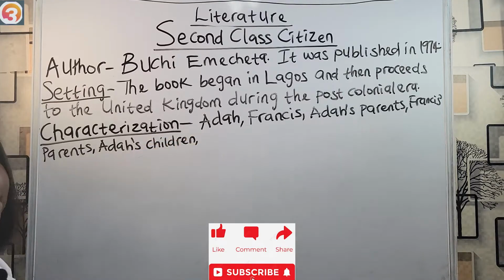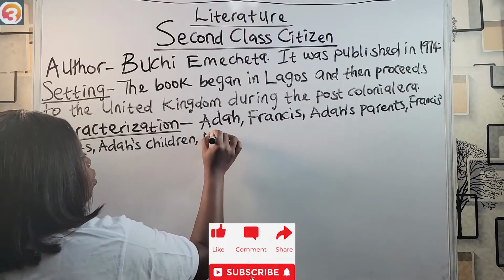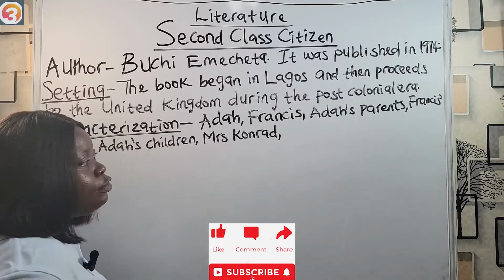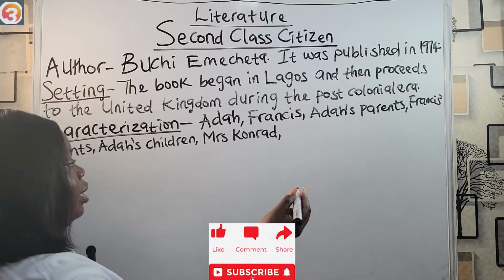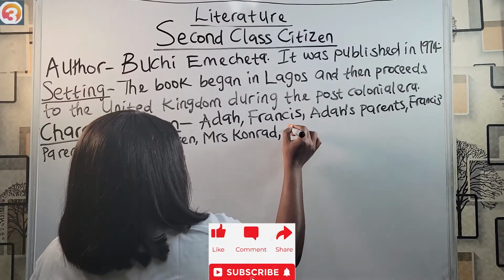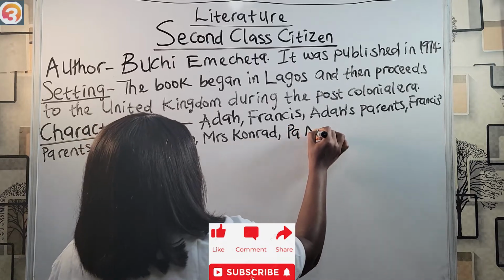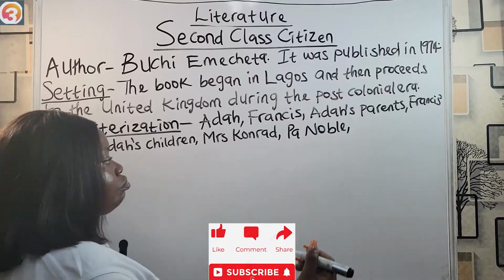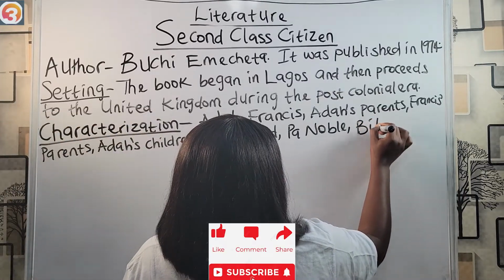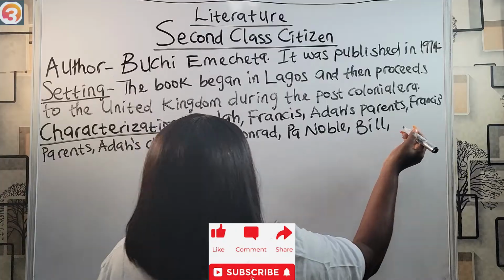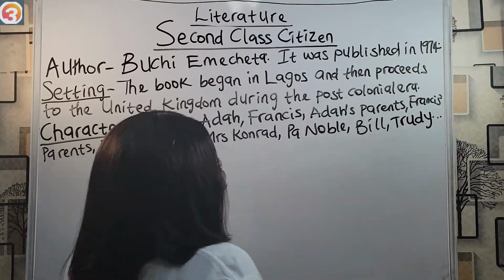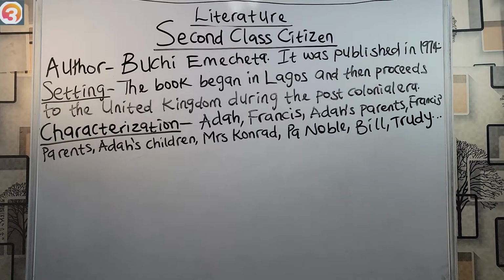As well as other people that they meet along the way, like Mrs. Conrad, who was Ada's boss in her first job when she got to the UK. They had neighbors. Then we have Pa Noble, their landlord at a particular point in time while they were in the UK. We have Bill. So these are some characters in the book Second Class Citizen.